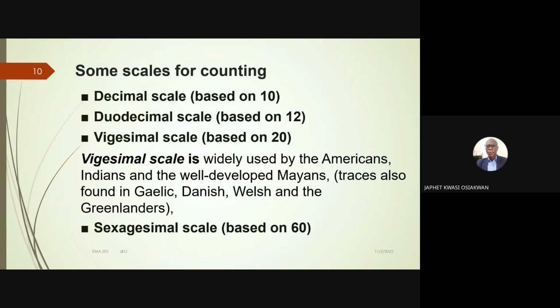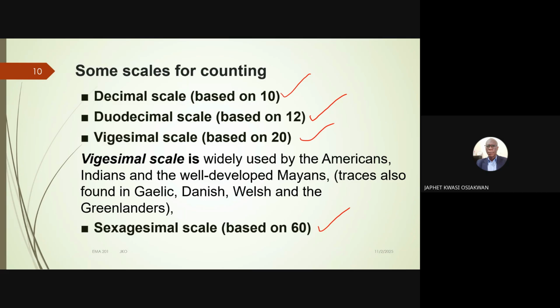Okay. So now when you group it using base 10, you are grouping it 10, 10, 10, 10. Yours is decimal. It's called decimal, or you are using the decimal scale. If yours is 12, you group it 12, 12, 12, then we have the duodecimal. If yours is 20, then we have the vigesimal. And if yours is grouped by 60, then we have sexagesimal.